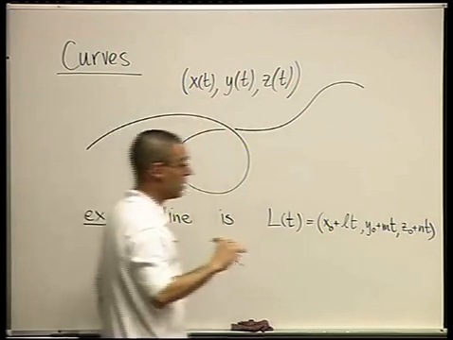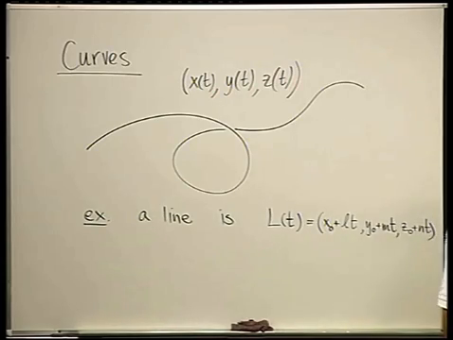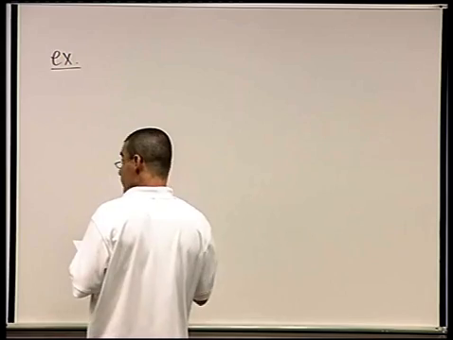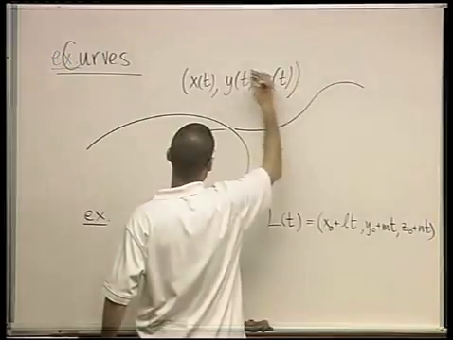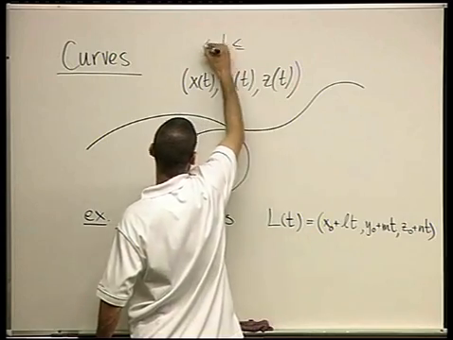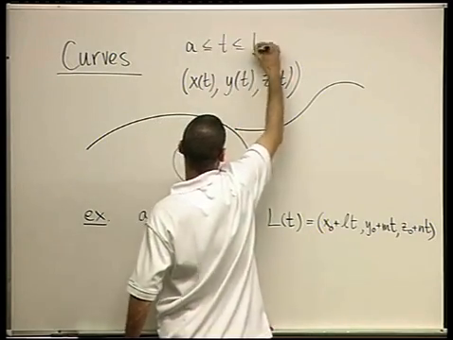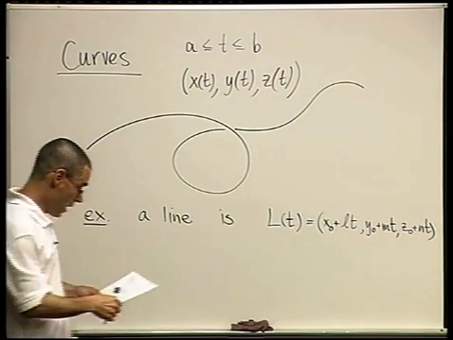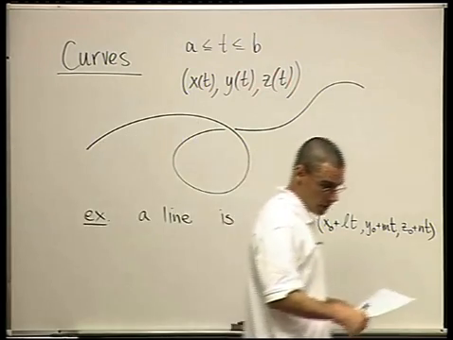Let's do examples. I think an example would help clarify things. So for example, just let me go back one board. t, of course, has to be between some given values. So let's say t is between a and b in general. Okay, so let's do a couple of examples.